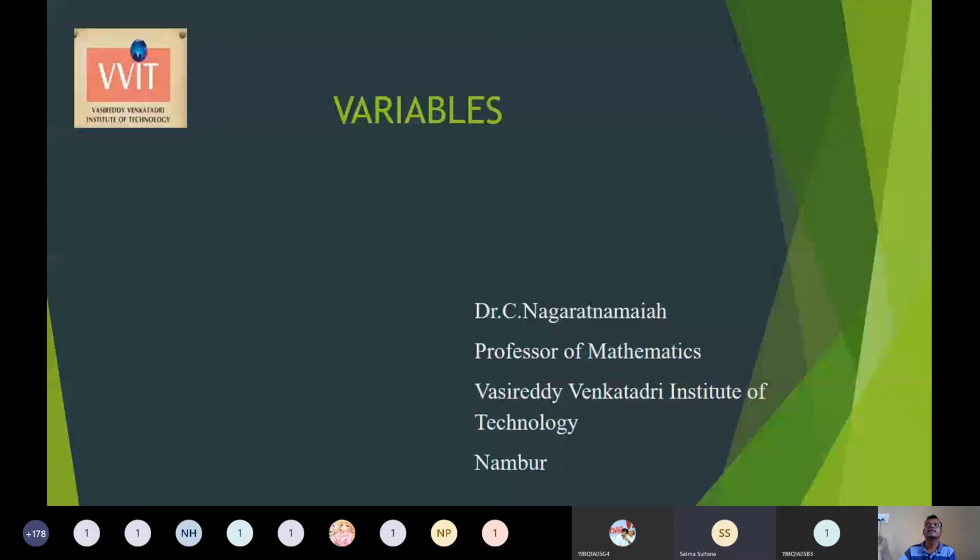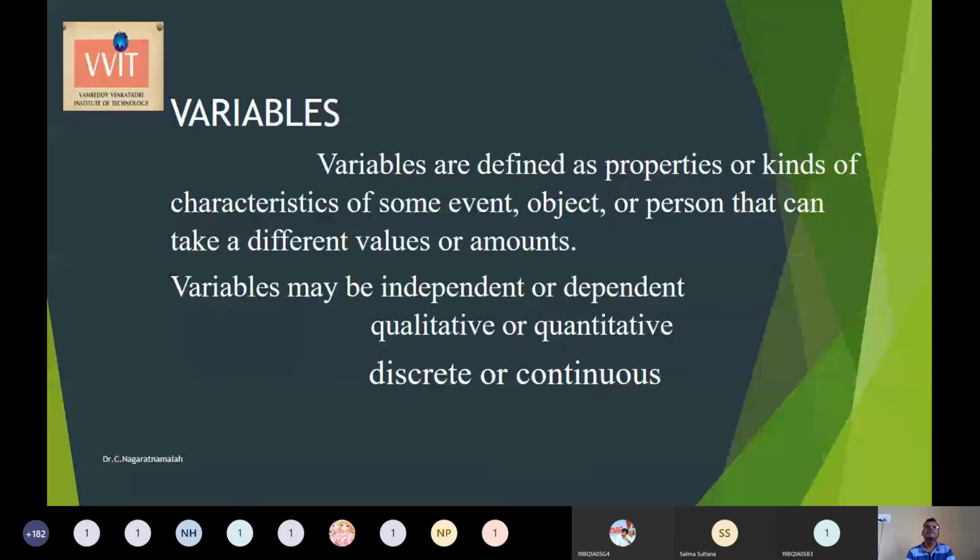Today I am going to explain the topic variables. Now, coming to the definition of variables. Variables are defined as properties or characteristics of some event or object or person that can take different values or amounts.